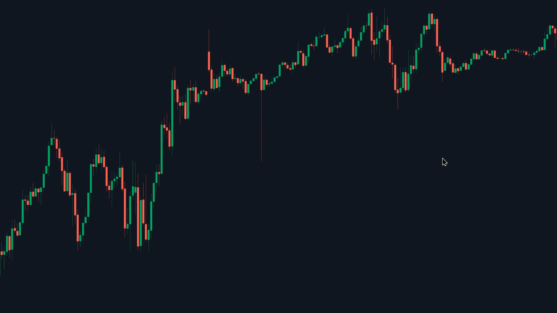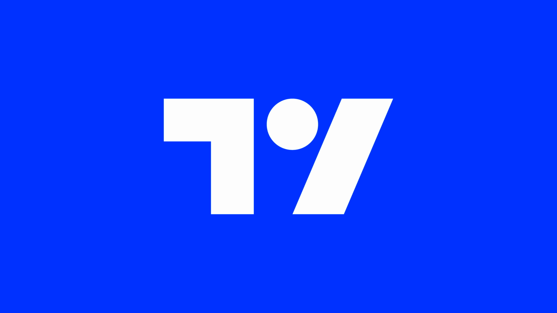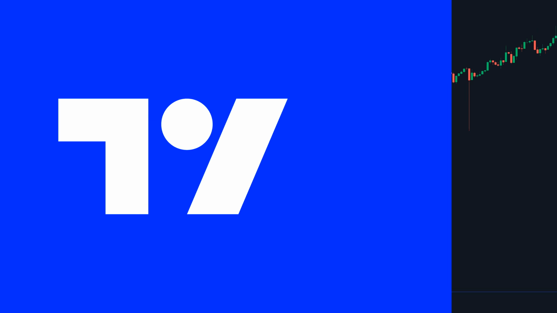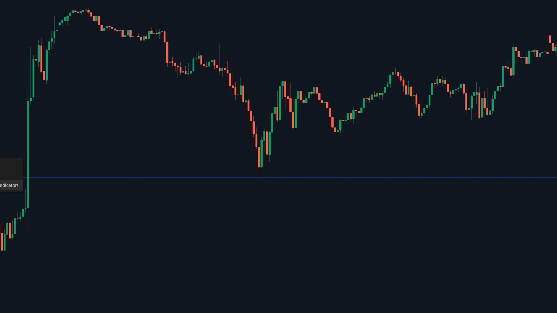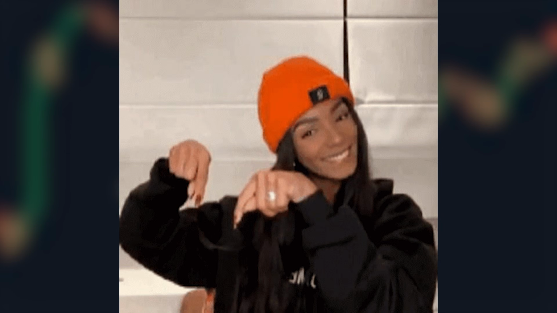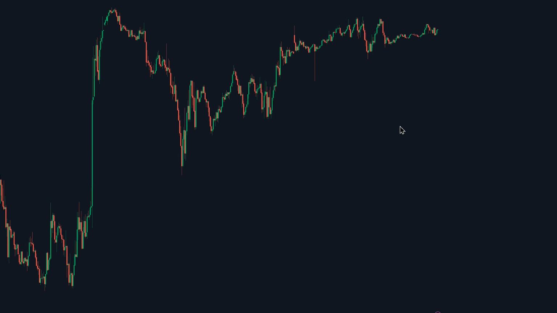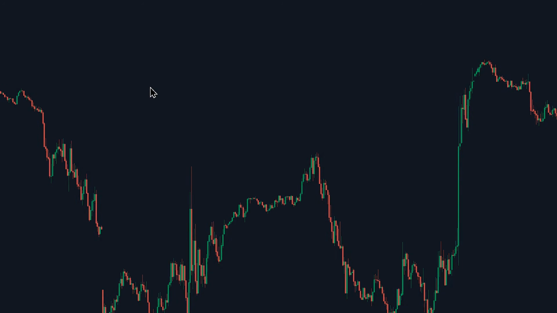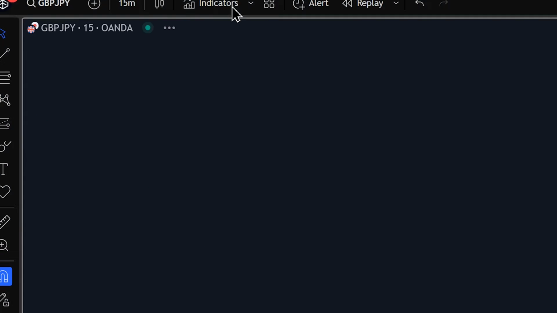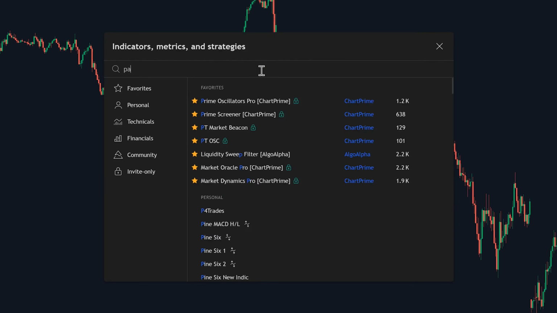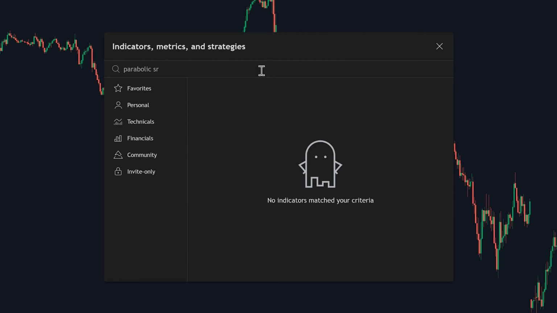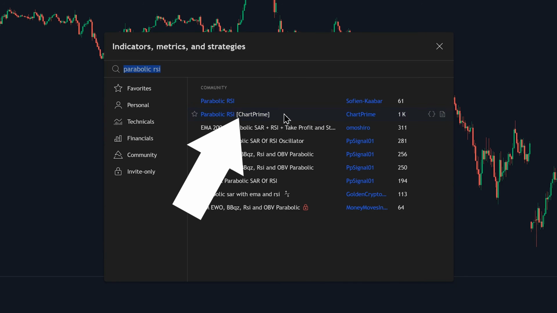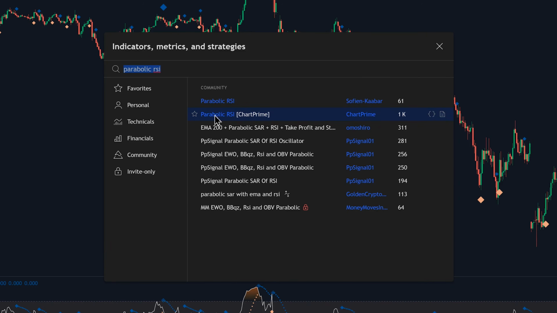Now, to get started with this indicator, you first of all want to head over to TradingView. That's the charting platform I'm using here. If you're not signed up yet, no worries. There's a link down in the video description you can use. Once you're on TradingView, load up whatever market and time frame you like to trade. Then, click on the Indicators button up top, and in the search box, just type in Parabolic RSI. You're looking for the one that says it's by ChartPrime. Click on that one to add it to your chart.